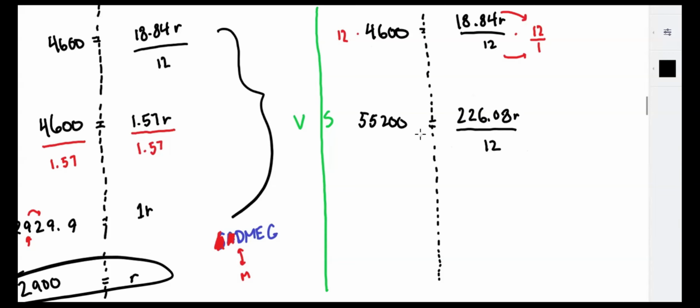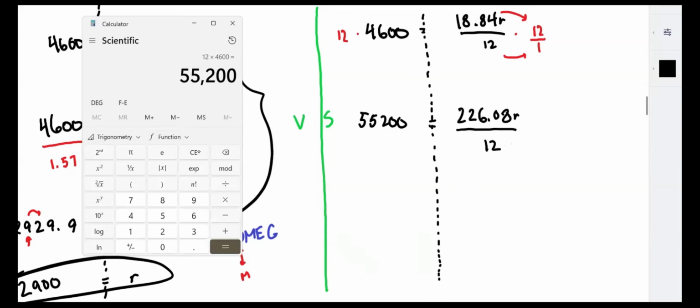So you could go about it this way. Ideally, when you are solving, you want to have at least one less term. And I don't. I had a number, an r, and a number, and I still have number, r, and number. That's not ideal. So what I have to do now is take 226.08 and divide that by 12. What do I get? I get 18.84.